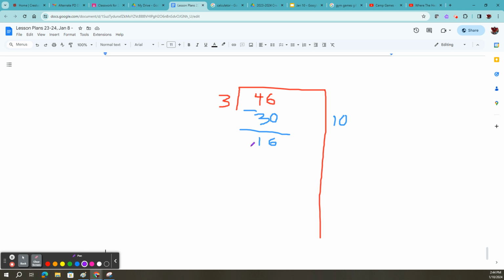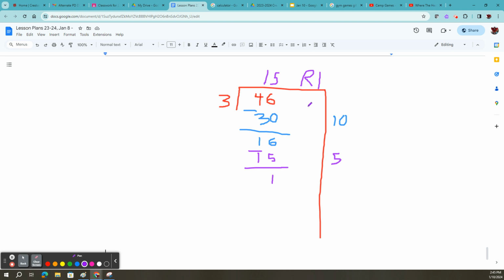Well, let me think back to my 3 facts. Ooh, 3 times 5, that gives me 15. That's really close to 16. Awesome. 3 times 5 is 15. We'll subtract that, and the difference will be 1. 3 doesn't fit into 1, so I've got my remainder. Remainder 1. And now I've got to add up on the outside. 10 plus 5 is 15. So we can say that 3 fits into 46 15 times with 1 remainder.